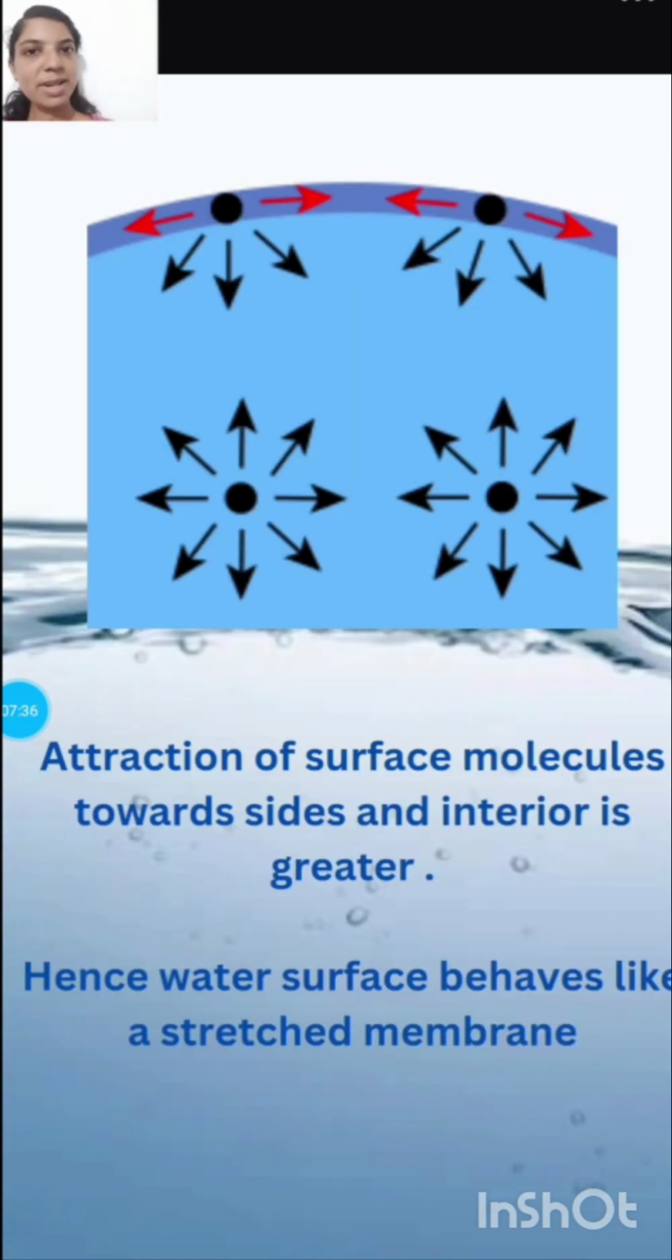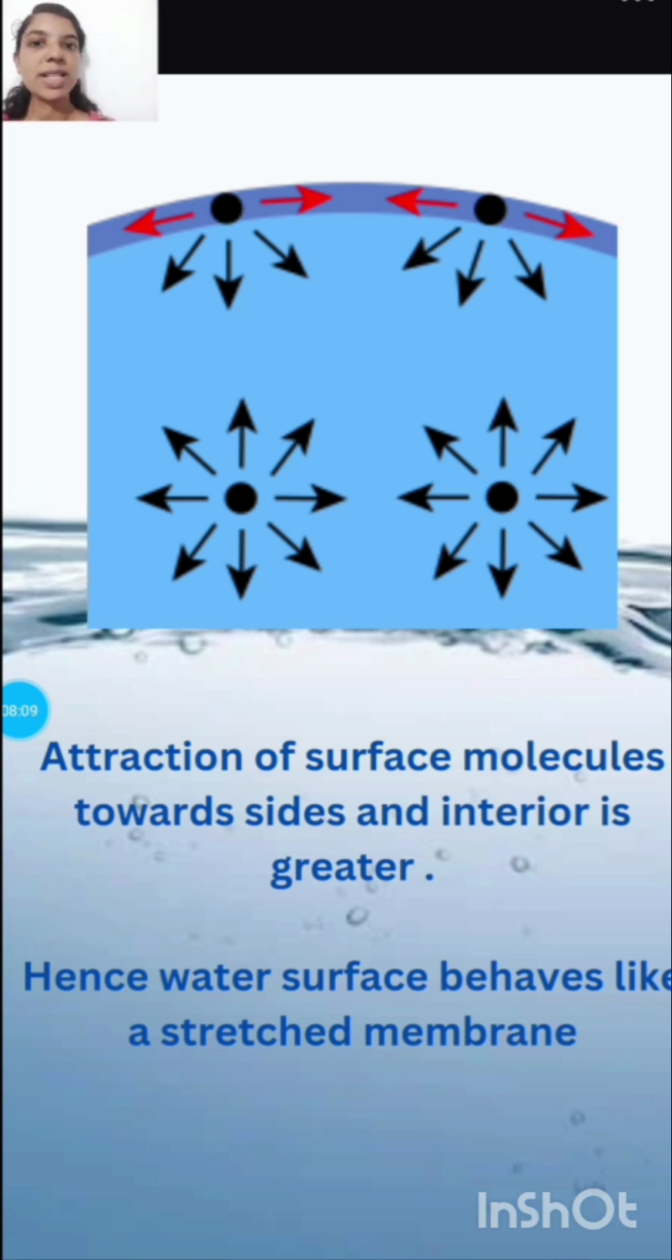So, surface tension is a force acting on the surface of a liquid, and due to this force, the molecules at the surface are attracted more towards the sides and towards the inside. Due to this, the water surface acts like a stretched membrane or a stretched film. So this is how the blade or the paper clip or small insects can walk on the surface of the water because water is a stretched membrane.